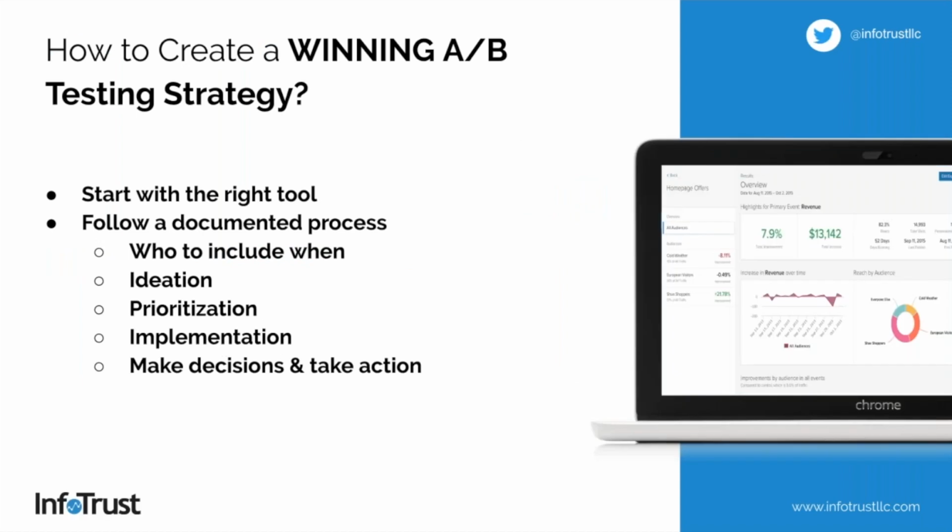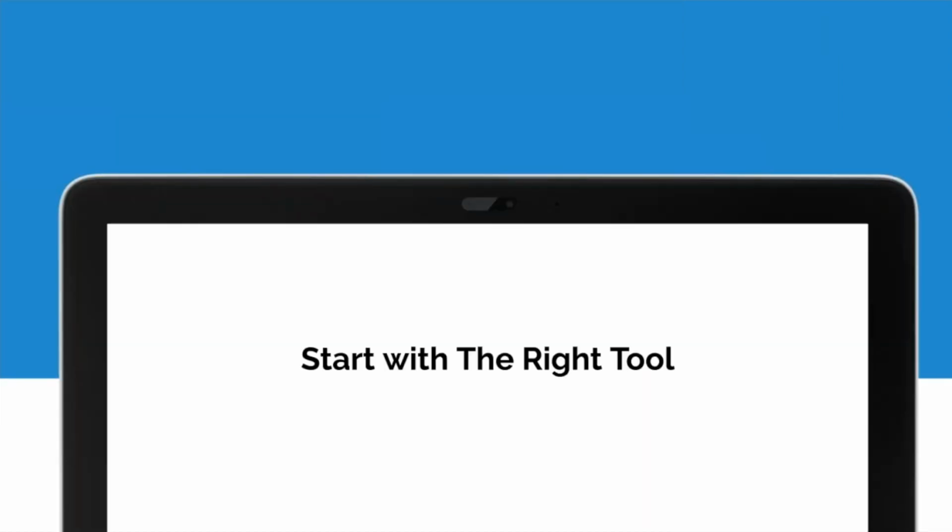And here's what we're going to cover today. I'm going to tell you how to create a winning A/B testing strategy and how to do it using Google Optimize. We'll talk about starting with the right tool for your organization, in this case, Google Optimize, and following a documented process to build, review, and deploy your tests. So let's jump right into it. We're going to talk first about starting with the right tool.